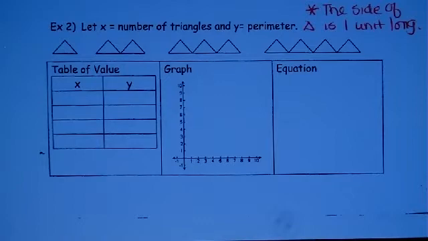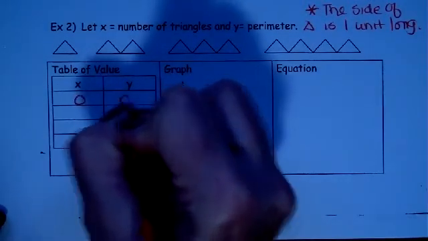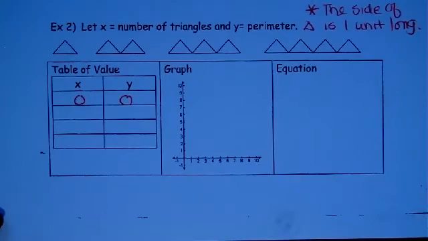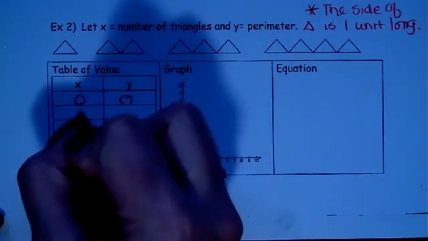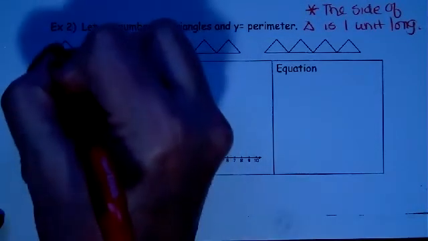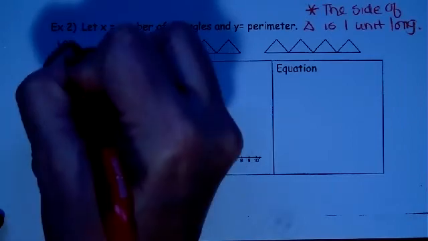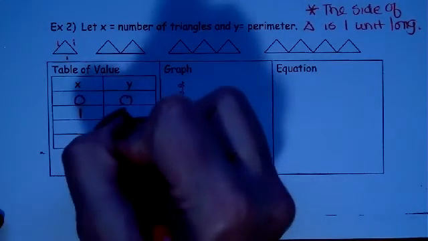Now, let's talk about a table of values. Again, this is a direct variation. So what's the first point that I'm going to put in my table that I don't see in the pattern? Well, 0, 0, right? No triangles, no perimeter. Now look right here, my first figure, I have 1 triangle. The perimeter here is 3 because to find perimeter, we add the lengths of the sides up, so it's 1 plus 1 plus 1, which is 3.